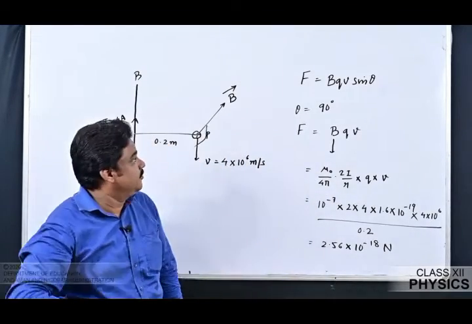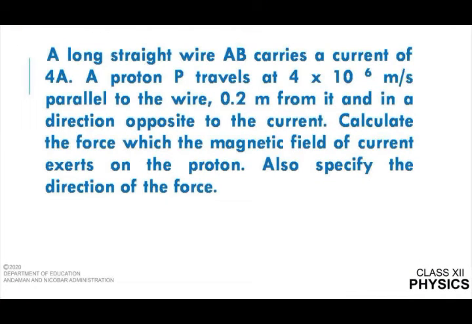So once again I'm going to get back into the question. What the question says: a long straight wire AB carries a current of 4 ampere. A proton P travels at 4 into 10 power 6 meter per second parallel to the wire, 0.2 meter from it, and in a direction opposite to the direction of current. Calculate the force which the magnetic field of current exerts on the proton. Also specify the direction of the force.